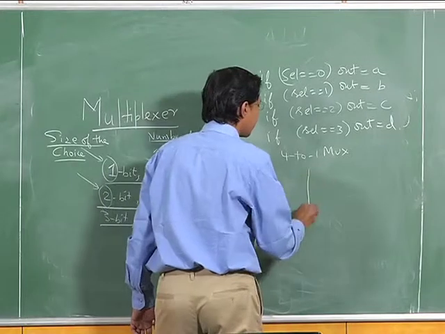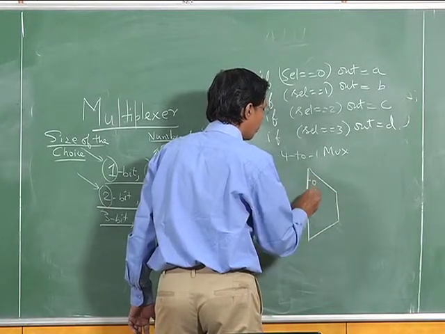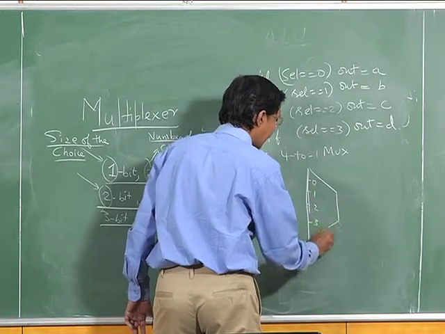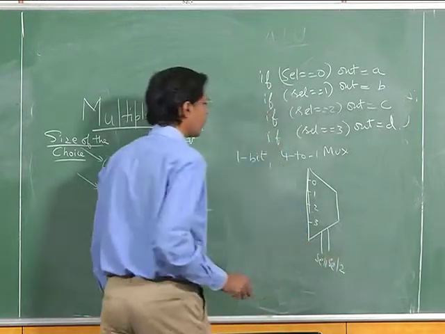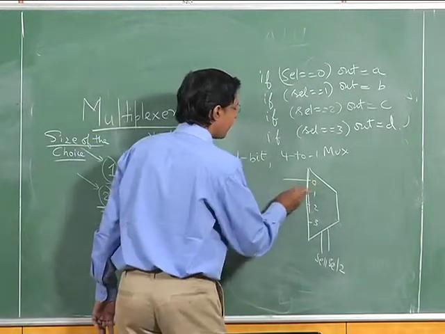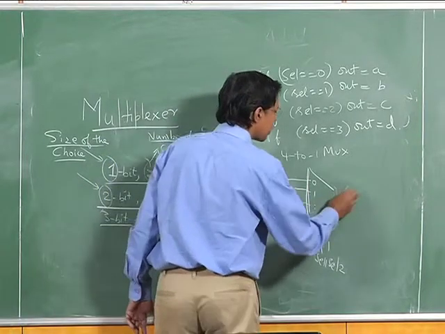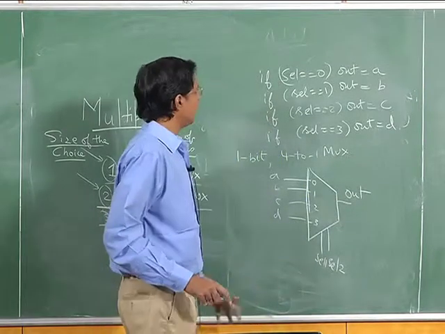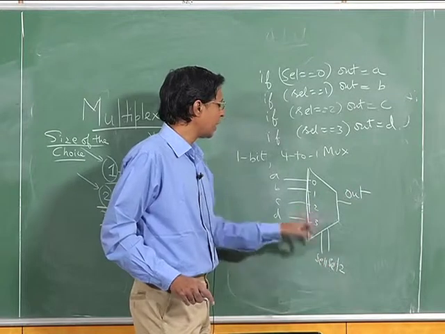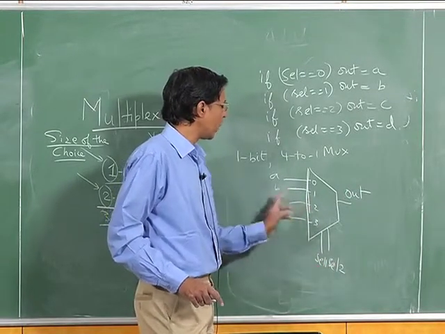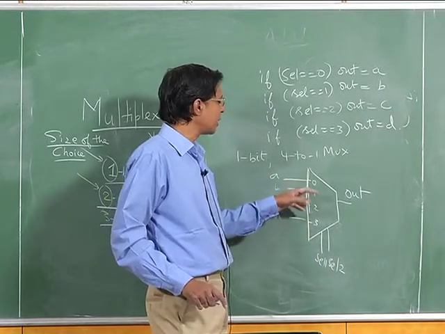So, how will it look like? 0, 1, 2, 3, and I have 2 selects, select 1 and select 2, and I have given A, B, C, D, and this is out. Here select 1, select 2 is 0, 0, then I get A. If it is 0, 1, I get B. If it is 1, 0, I get C. If it is 1, 1, I get D. Corresponding decimal values are 0, 1, 2, 3.